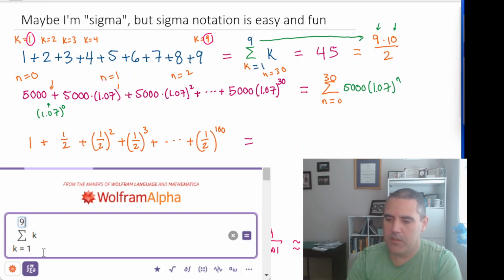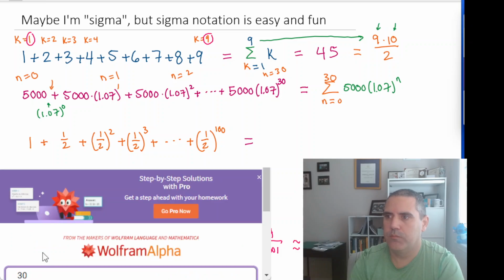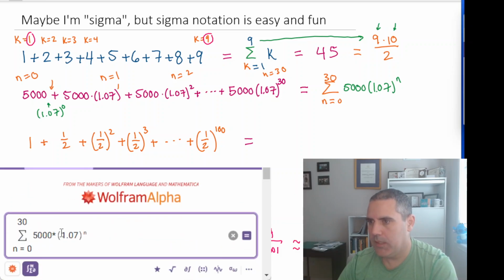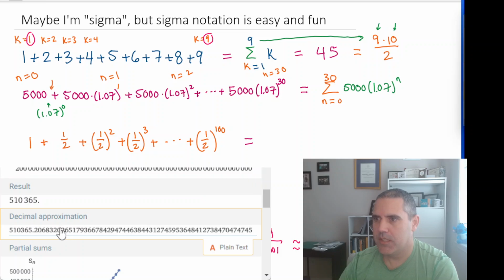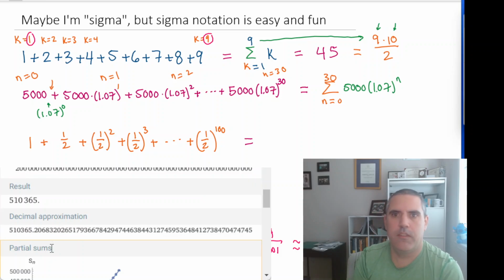All right, let's see what we're going to have in 30 years if we can do this. If we can save $5,000 a year, get 7% interest, that's a good interest rate, but over the course of 30 years, if you're invested in stock, that's a reasonable number based off of history. So we're going to have 5,000 times 1.07 to the n. Let's see what we get. So there's that thing we just typed in. That's it. It tries to give me a fraction. So it says we're going to have 510,000.